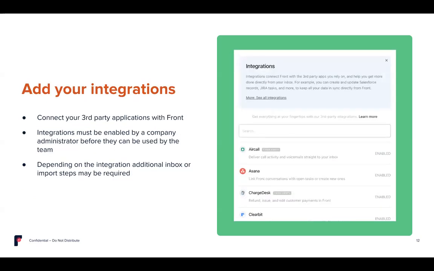With our inboxes and our contacts now added inside our Front account, next is to add our integrations. You will be able to connect to a number of third-party applications right out of the box with Front. As a company admin, you will be responsible for turning on or enabling those integrations before they can actually be used by the team. Depending on that integration, whether it's going to be in an inbox or just in your plugins pane, there may be a few different steps required, but once you enable it on any of those integration pages, you will actually see all of the different details to make sure that that integration is working for your organization.